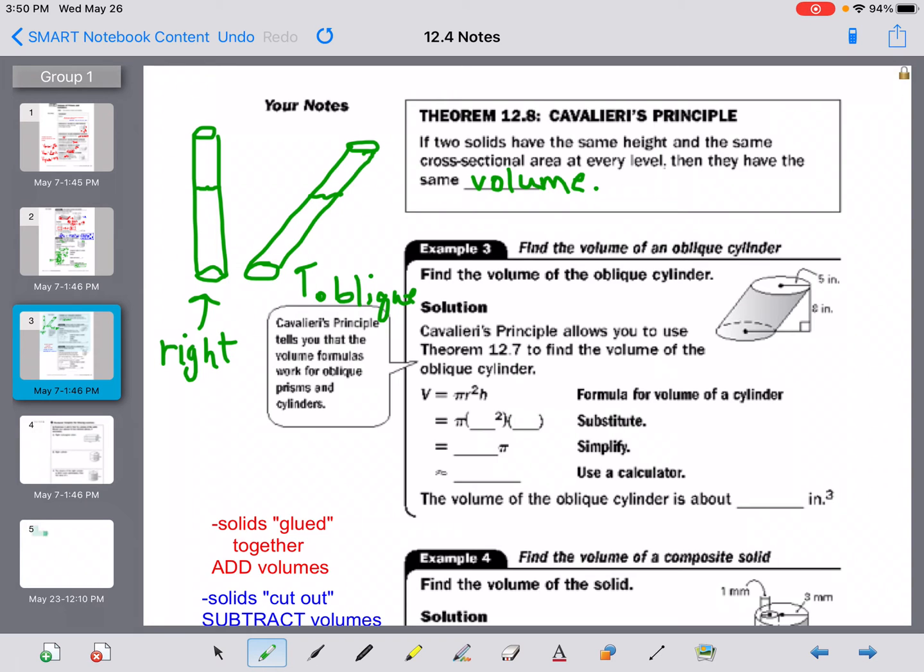So it's saying if they have the same height, so you'll notice here that my drink is the same height for both of these, and the same cross-sectional area, meaning if I took a slice of them, I'm going to get a circle on both of them. Even though this one slants and this one's straight up and down, they still have circles. Then they have the same volume. Okay, so basically it's just saying if something's slanted, not straight up and down, you can still find the volume as long as you know the perpendicular height, basically.